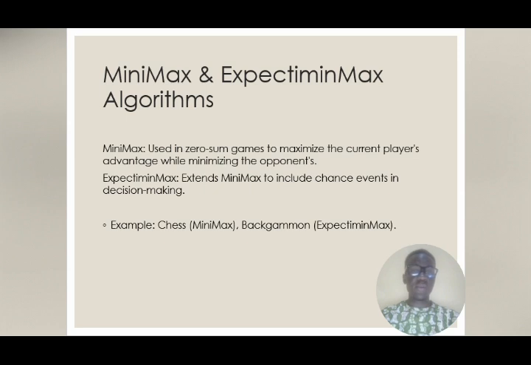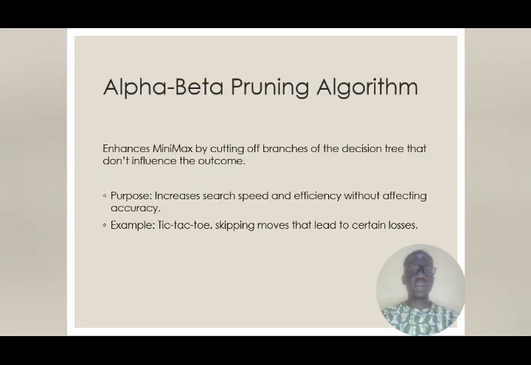And then we also have expectiminimax. This one extends minimax to include chance events in decision making. Then you also have the alpha-beta pruning algorithm. This enhances minimax by cutting off branches of the decision tree that don't influence the outcome. Its specific purpose is to increase search speed and efficiency without affecting accuracy.